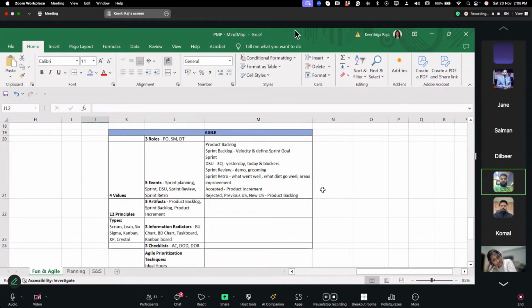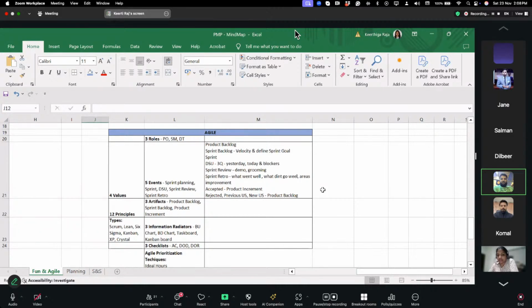Then the sprint review, where you are basically having the demo. This demo will tell you what was the expected product and what you actually delivered. In that sprint review itself, if it is accepted, this goes into the product increment. If it gets rejected, then it goes to your product backlog. The product backlog will have your new requirements, your pending requirements, and your rejected requirements, the rejected user stories, which are not as per the acceptance criteria.